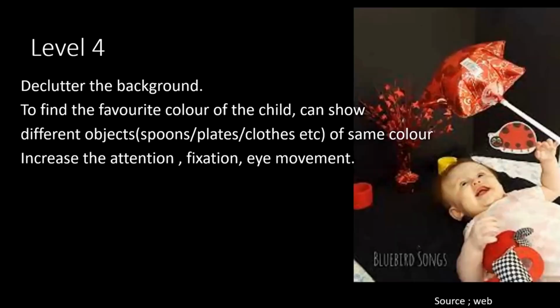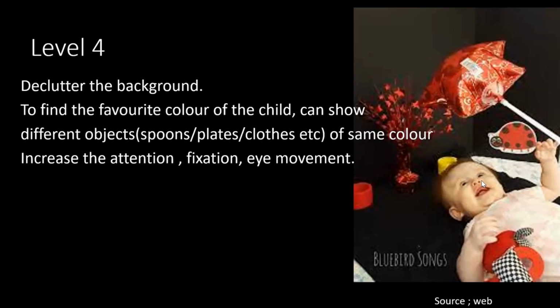This is level 5. Level 4, again, declutter the background. So it's important to find the favorite color of the child, because that will again increase the interest. You can show different objects like spoon, plates, clothes, etc. of the same color. Increase the attention, fixation, and eye movements. So this is a child who loves red color.